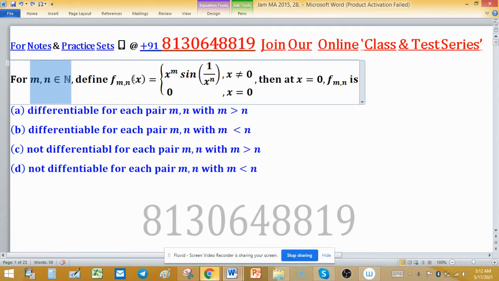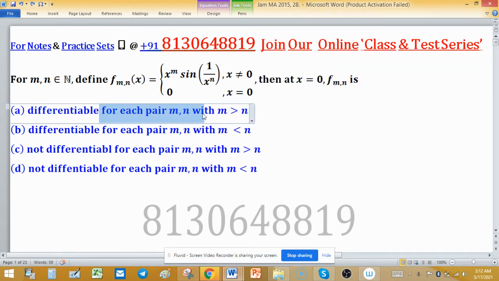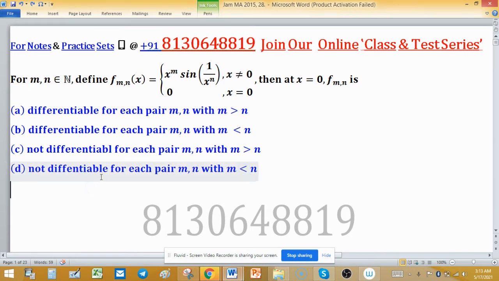For m, n natural numbers, define a function f which depends on m, n and also x. The function is defined so that at x equal to 0, f_{m,n} is differentiable for each pair of m, n with the condition m greater than n, and not differentiable for each pair m, n with m less than n. We studied the options and find that the options are about differentiability or non-differentiability.